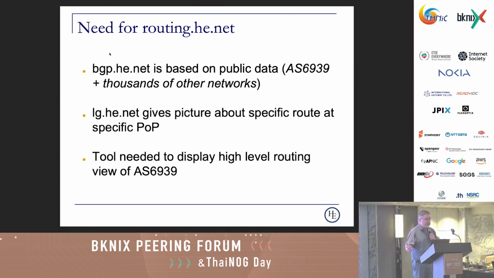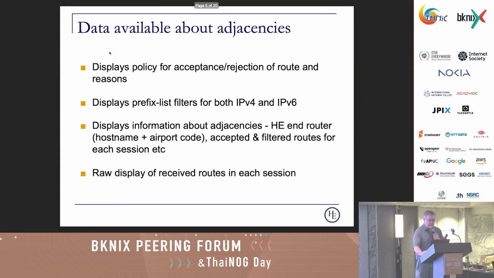bgp.he.net, which I'll dive into later, it's based on all the routes that are being fed globally. It's not a view from Hurricane Electric's perspective, but a view from all the different collectors around the world. So our data shows the policies that are there. We show what's being accepted and rejected for both IPv4 and v6.